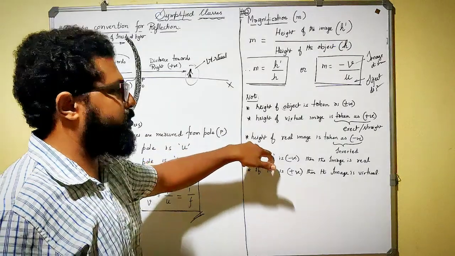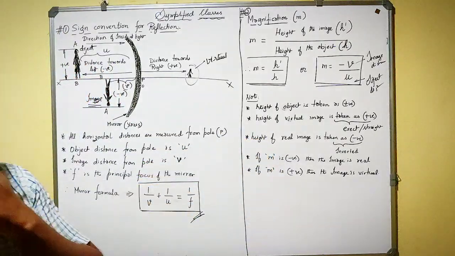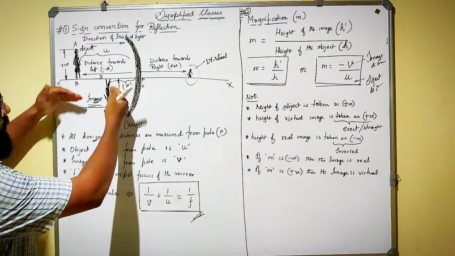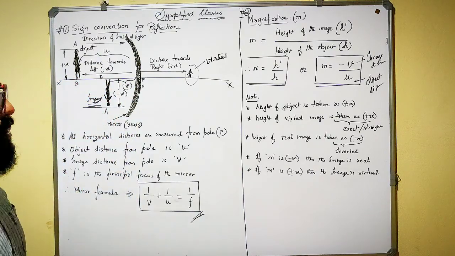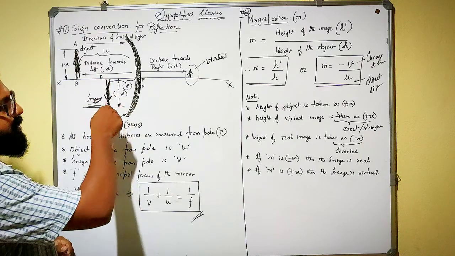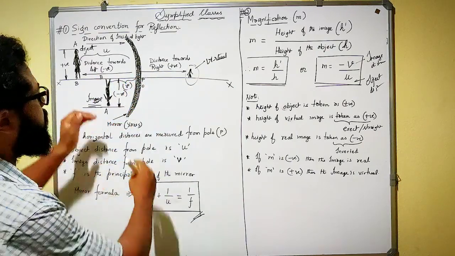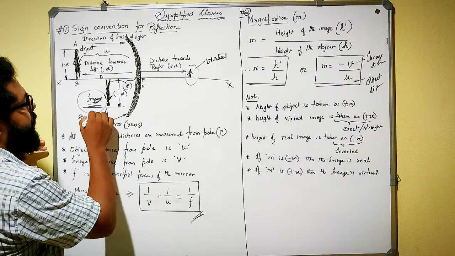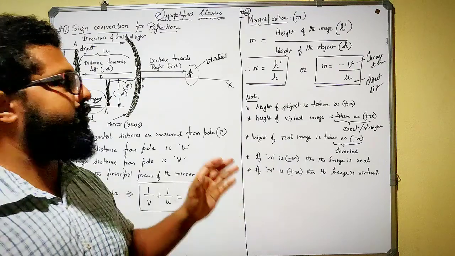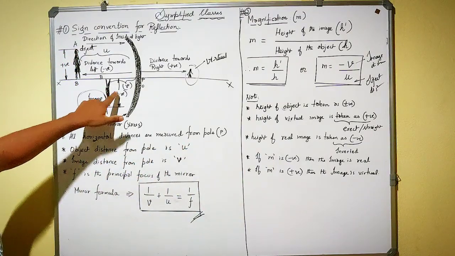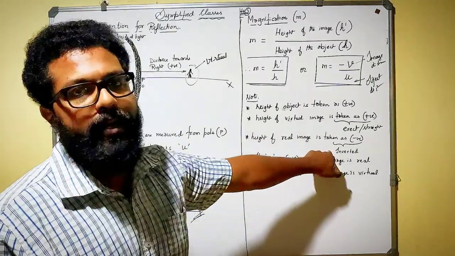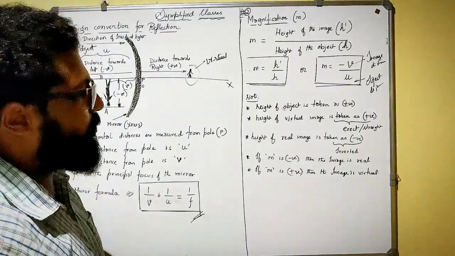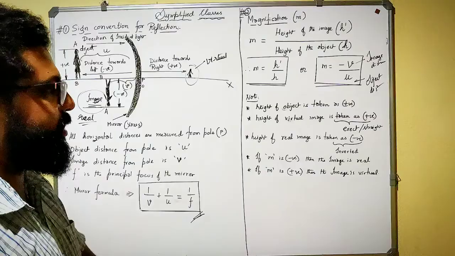The next note you need to know is that the height of the real image is taken as negative. As you can see, the real image is usually inverted, correct or not? So the real image formed is below the x-axis or in the negative direction of the y-axis. So here is the image and this is my real image. Agree? So that real image of this particular object is considered to be negative. Why? Because it is inverted. So these three notes: height of the object is taken as positive, height of the virtual image is taken as positive, and height of the real image is taken as negative.